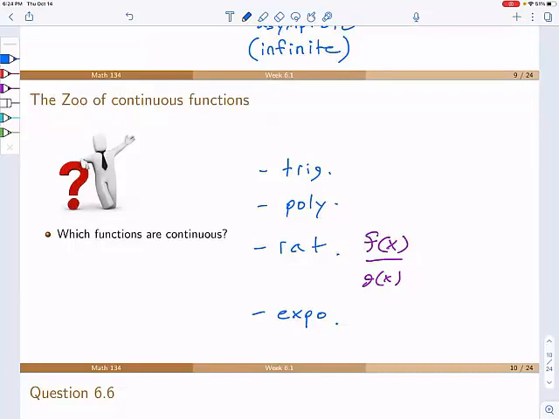So it's not that they don't have a point of discontinuity. I'm saying they are continuous on their domains, specifically for these functions. So anywhere they're defined, they're also continuous.